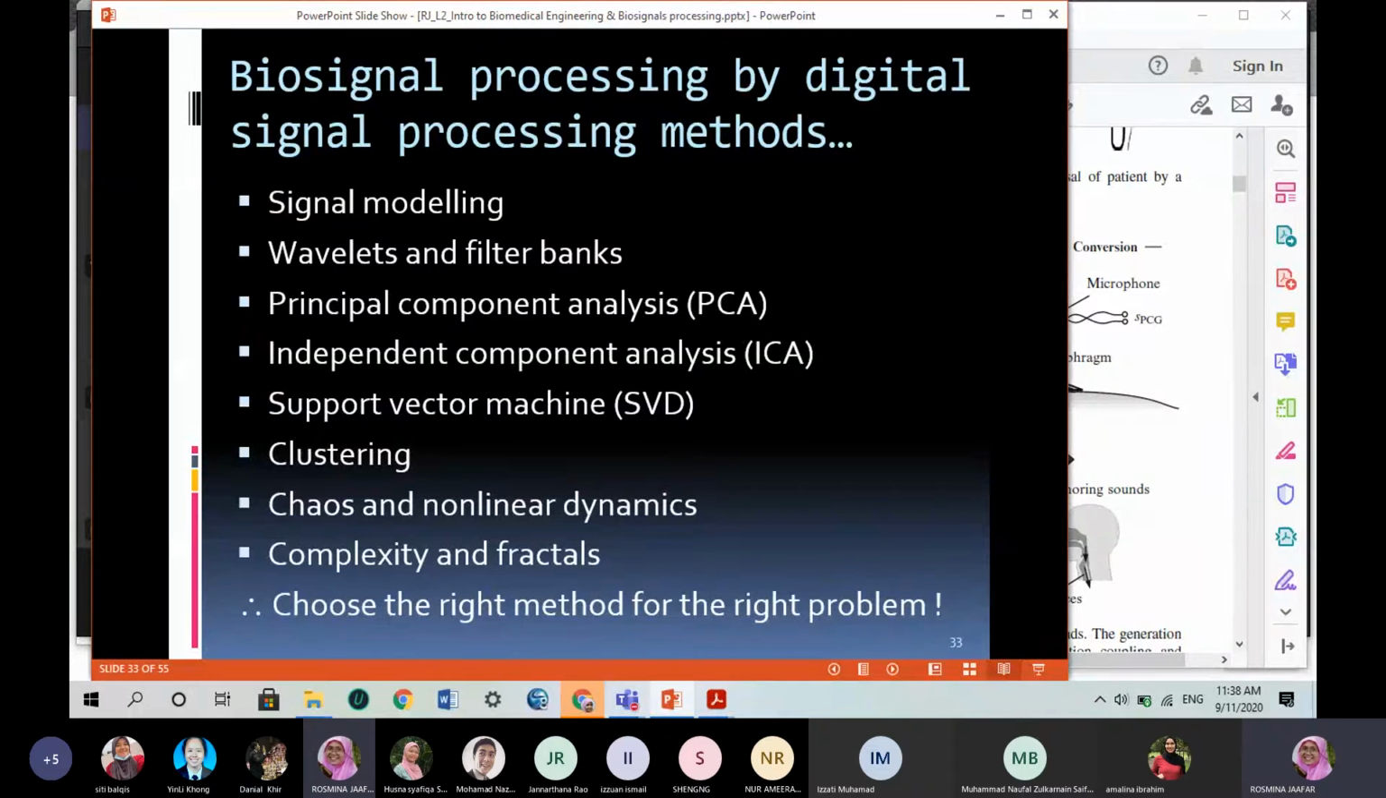Okay, you can also be involved with clustering the signals, chaos, and also non-linear dynamics, and do complexity and fractal analysis. So from those many kinds of analysis, you need to choose the right method for the right problem.